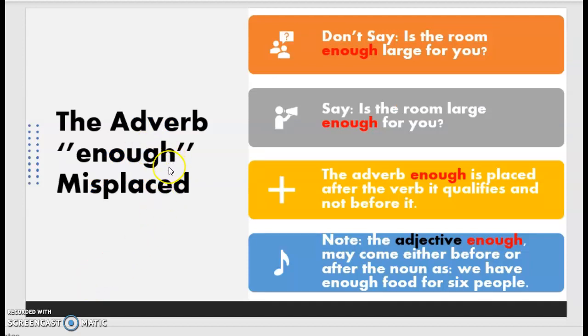All right, another word is "enough." It's oftentimes misplaced in our expressions. Do not say, "Is the room enough large for you?" No, that's wrong placement of the adverb. You say, "Is the room large enough for you?" Large enough. The adverb "enough" is placed after the word it qualifies and not before it. So the adjective "enough" may come either before or after the noun. It means that "enough" can serve as an adjective and as an adverb.